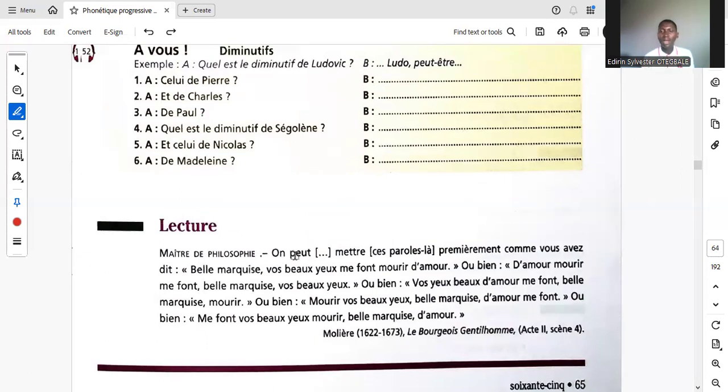Maître, ces paroles-là, premièrement, quand vous avez dit, belle marquise, vos beaux yeux me font mourir d'amour. Ou bien, d'amour, mourir me font. Belle marquise, vos beaux yeux, ou bien, vos beaux yeux d'amour me font. Belle marquise, mourir. Ou bien, mourir, vos beaux yeux, belle marquise d'amour me font. Ou bien, vos beaux yeux, mourir, belle marquise d'amour. So you see the O and E, they are two different phonemes altogether.